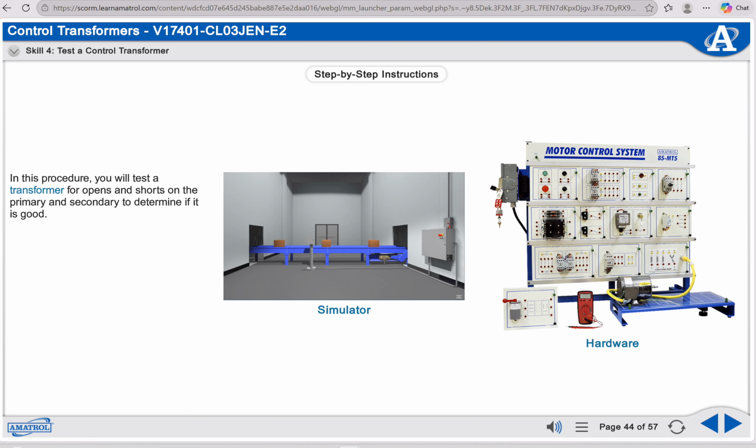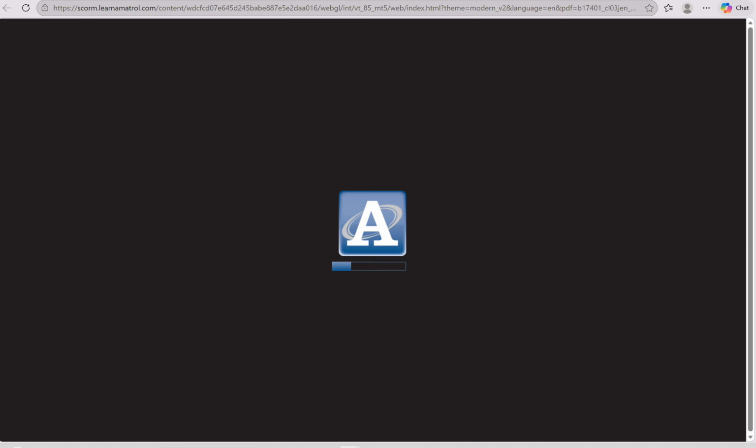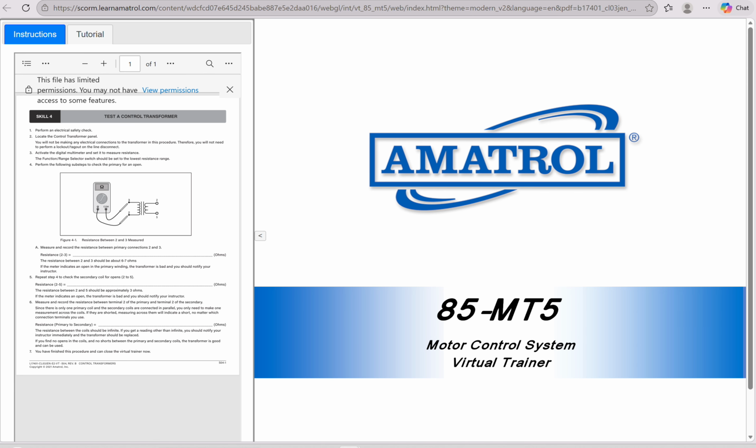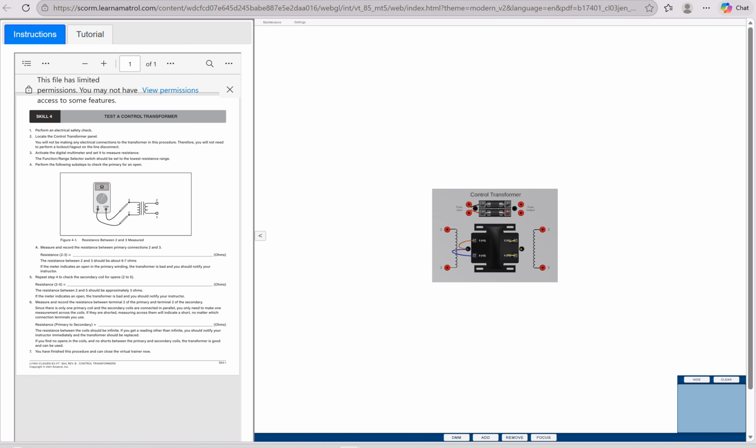In this procedure, you will test a transformer for opens and shorts on the primary and secondary to determine if it is good. Select Simulator or Hardware to perform this procedure. Once you have completed one, you may go through the other.